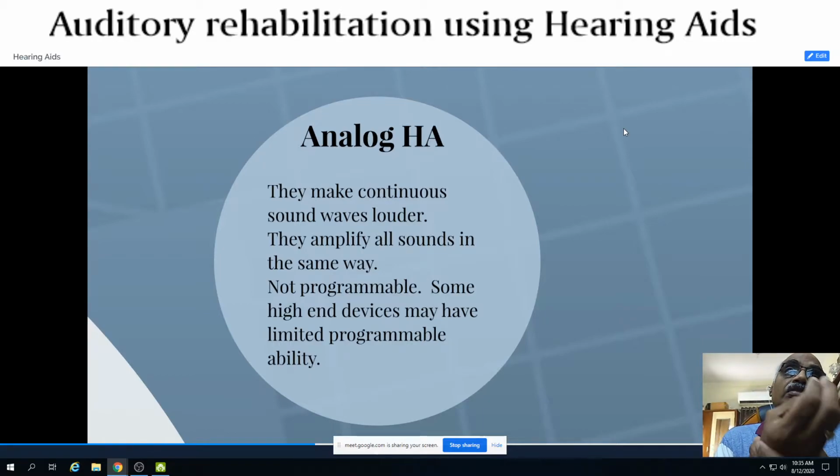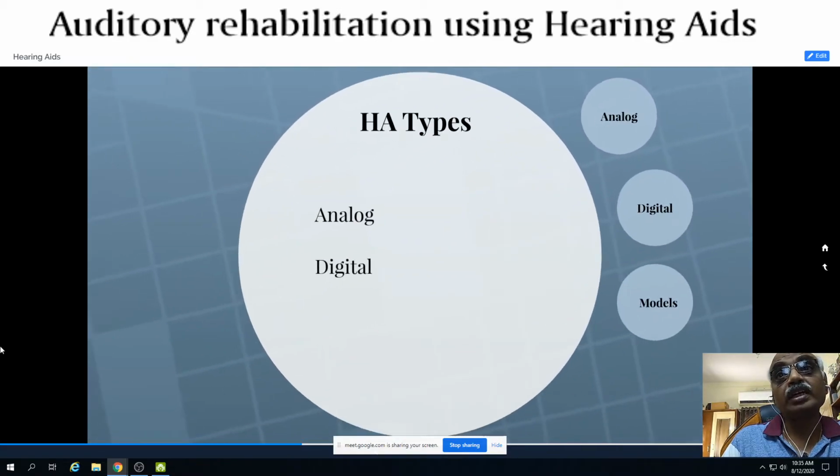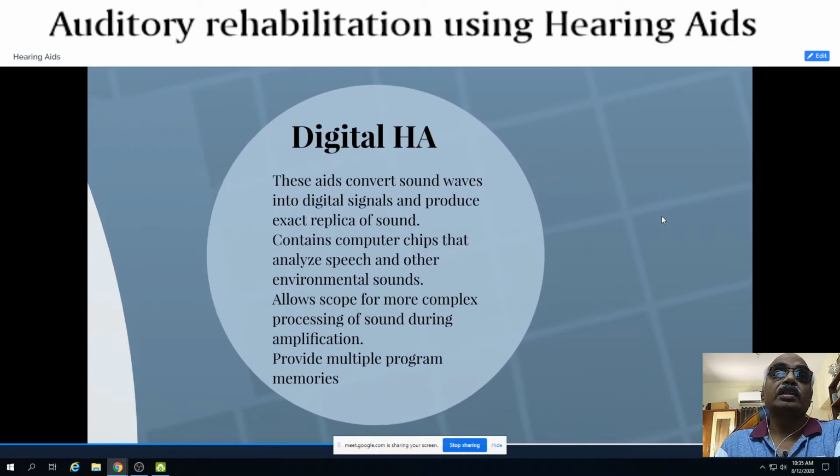Of course, in those days, analog hearing aids gave a limited programmable ability. That also came at a huge price. So now analog hearing aids are totally gone. They have been already replaced by digital hearing aids.